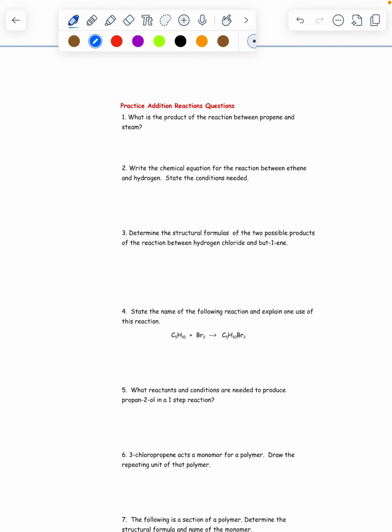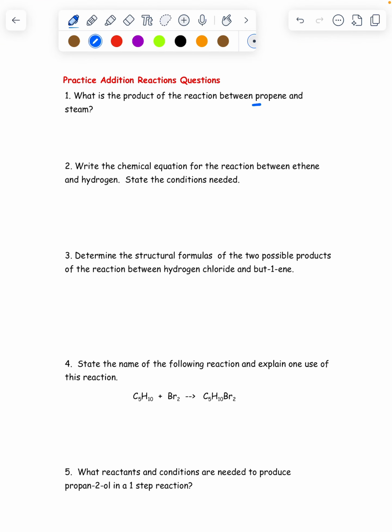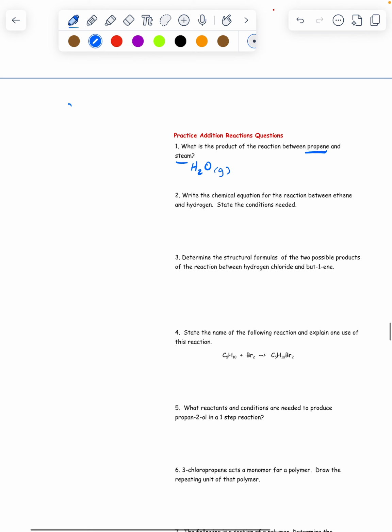Okay, practice addition reaction questions. What's the product between the reaction between propene and steam? Steam is another word for water, and propene is an alkene, and so we're dealing with addition reactions here.